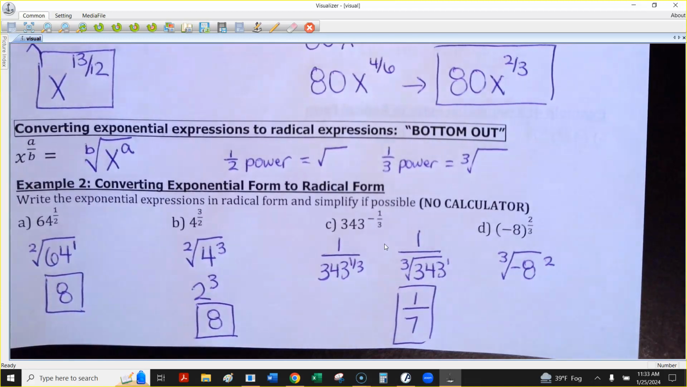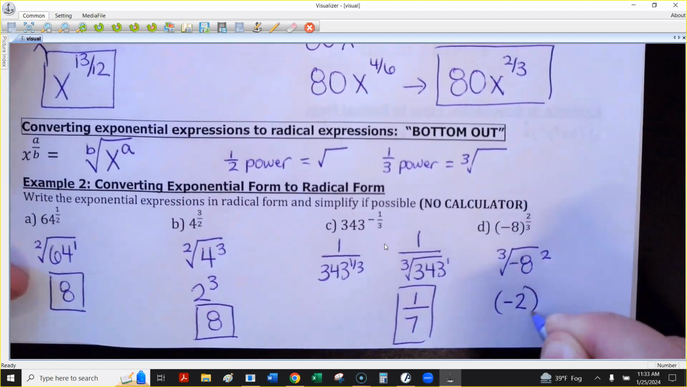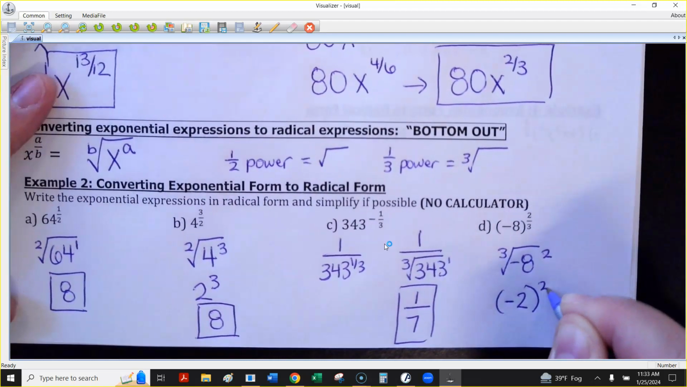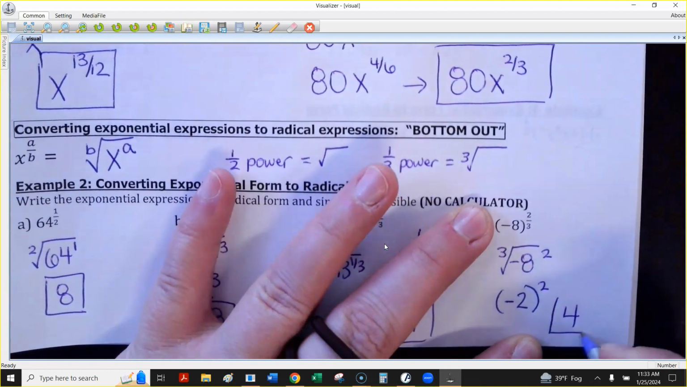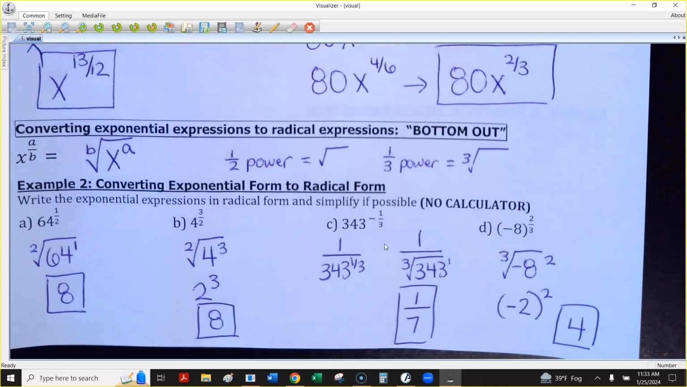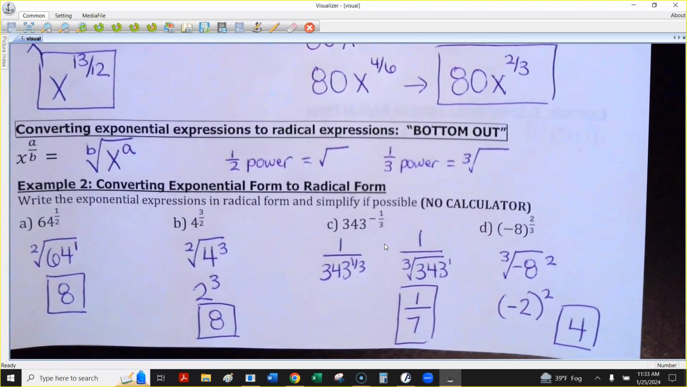Negative 2. Okay, now this is the super tricky part of this. So we took the root, right? That was negative 2, and then we're going to square it. What do I get if I square negative 2? Positive 4. All right, so that can happen in some of these questions. You might have a negative and it might get canceled out. So I did a cube root, that gives me a negative 2, and then I'm going to square that.